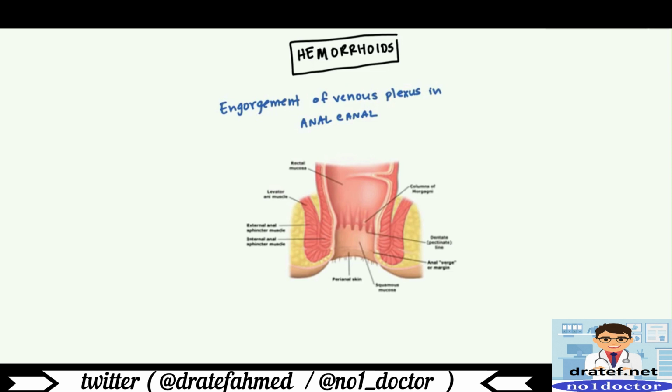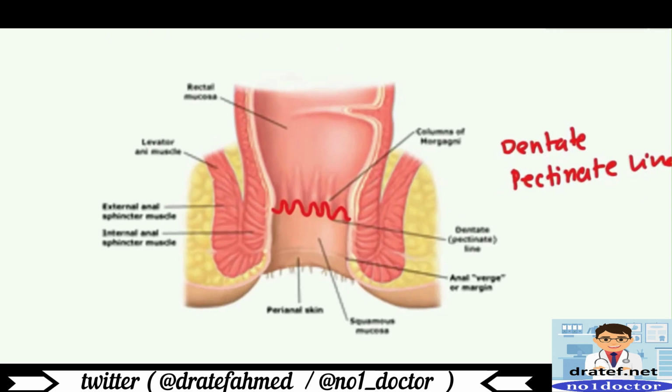Now the anal canal, so I have a diagram here of the anal canal, and the most important part of the anal canal is going to be this line that I'm drawing here. That's called the dentate, or also known as the pectinate line. And this is really important because early on in embryology, it's a combination of two different embryological parts. Above the pectinate line, so let me zoom in here, you have the endoderm. And below the pectinate line, you have the ectoderm.